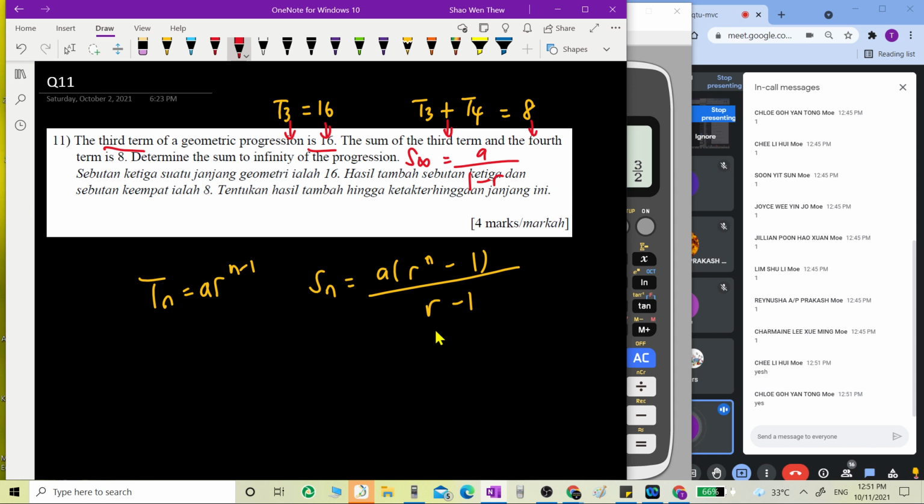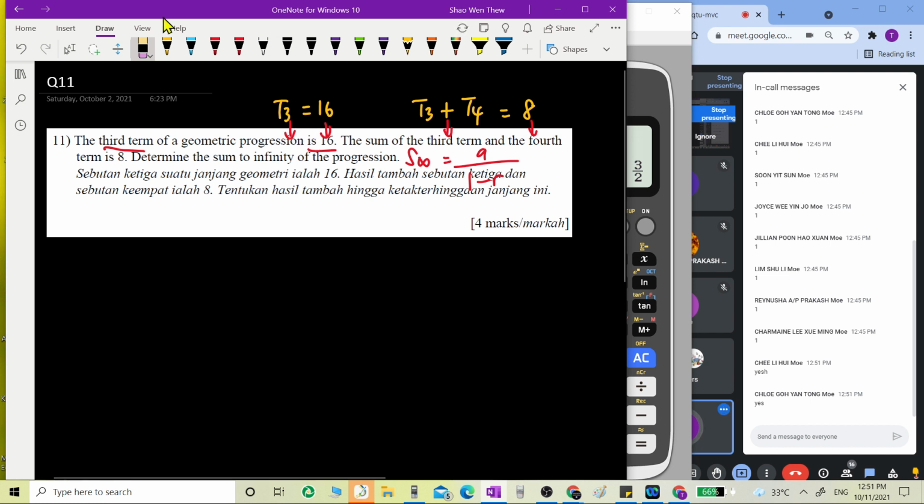I mean, every time you do a question, you need to plan first. Not directly write on the paper, then you put a clause here and then you use the correction tab. No need all these things. For me, I don't use the correction tab. If I'm wrong, it will just close, straight like this. I won't use the correction tab. Okay. So here, you write T3 equal to 16.